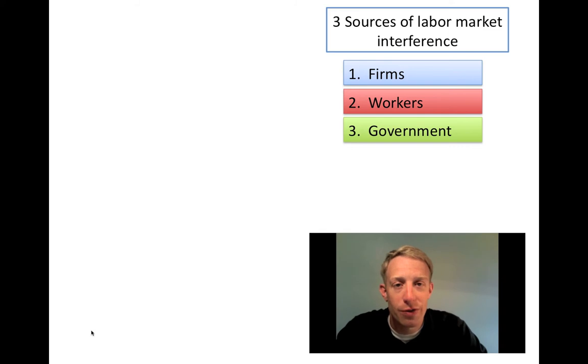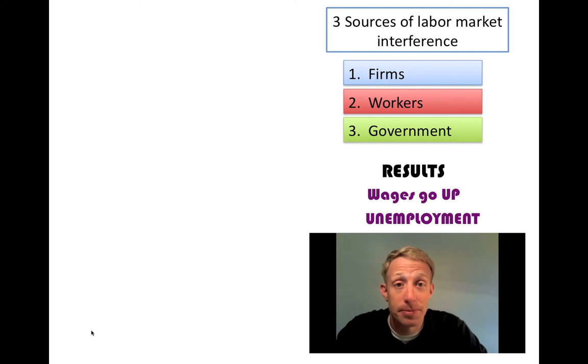All three of those interferences lead to exactly the same outcomes. They lead to higher wages for the people who have jobs, but they also cause there to be a smaller quantity demanded and a higher quantity supplied, which leads to, unfortunately, unemployment. Let's take a look at each one of these.